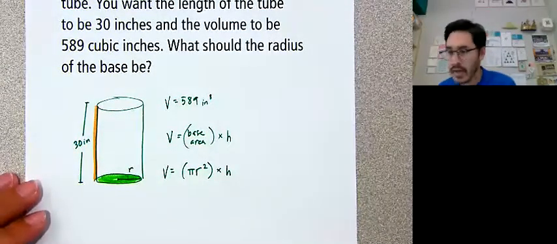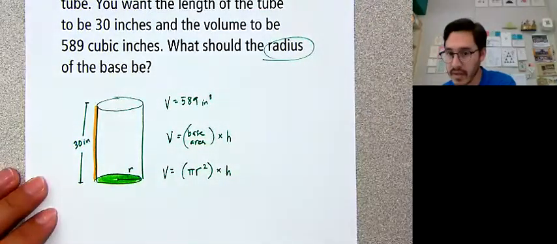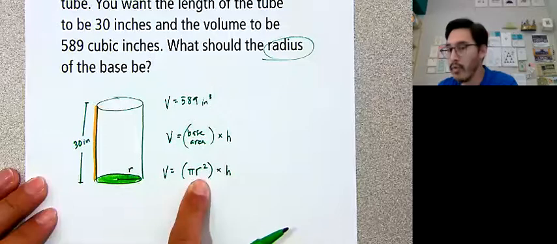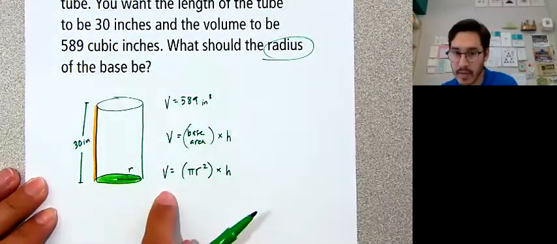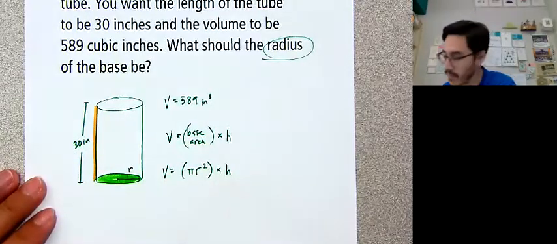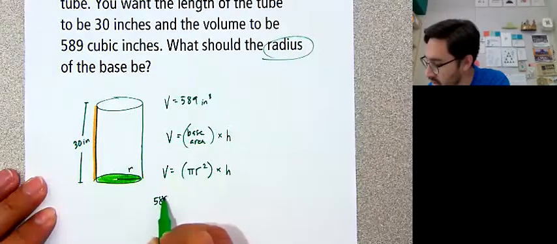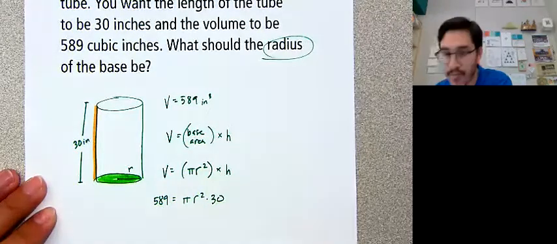Now, what are we trying to find in this problem? We're trying to find the length of the radius, so we're trying to solve for r. But what do we know? We know the volume is 589, so we can do a substitution there. We know the height is 30 inches, so we can substitute that too. So 589 equals pi r squared times 30.